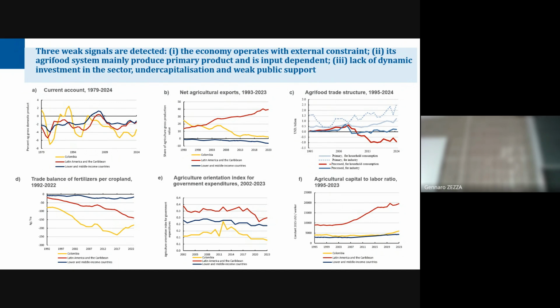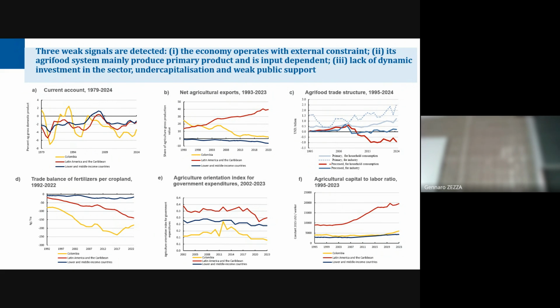First of all, when we look at the trade balance as a share of gross production of agriculture, you see that Colombia started 30 years ago with a surplus, exporting more than importing, but it has been going down and will be close to zero. So basically, that surplus is vanishing.